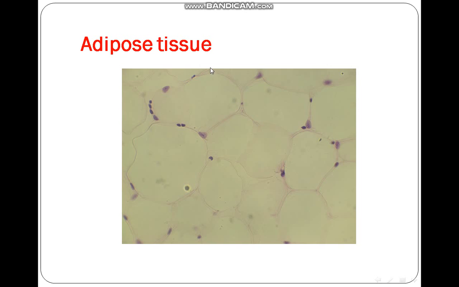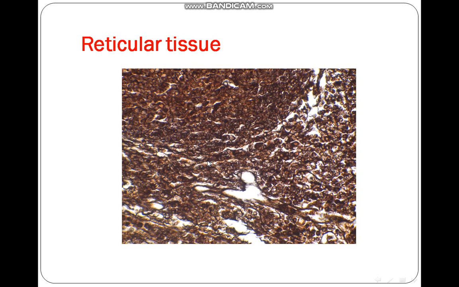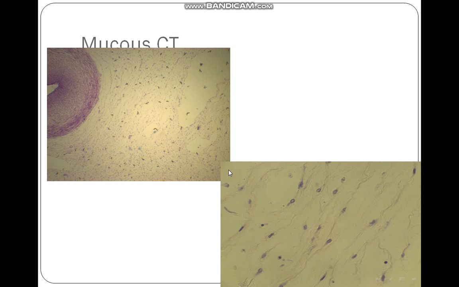cells called adipocytes. Another type is the reticular tissue, which is also a loose connective tissue, found for example in the lymphoid organs, made by reticular fibers and reticulocytes.